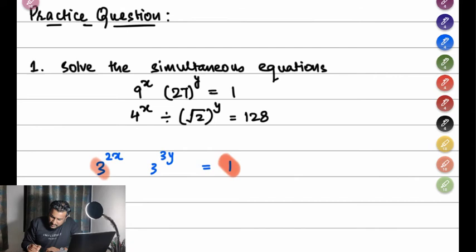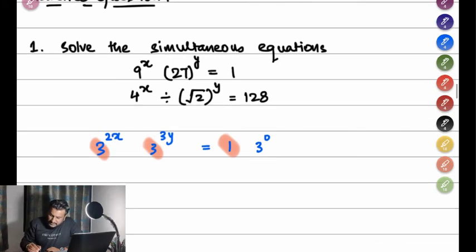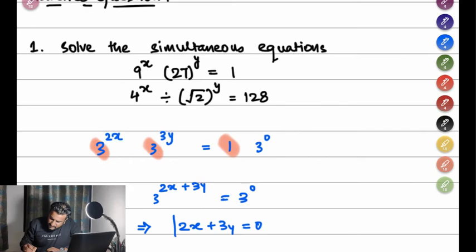See, everything on the left hand side involves 3, but the right hand side is 1. So I can write 1 as 3 to the power 0, because any number to the power 0 is 1. This is also one of the properties of exponents. Now this gives me that 3 to the power 2x plus 3y is equal to 3 to the power 0, which implies 2x plus 3y equals 0. Now this is my first equation.